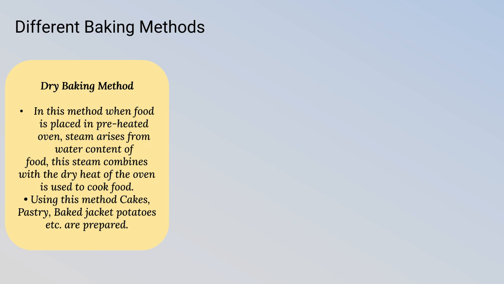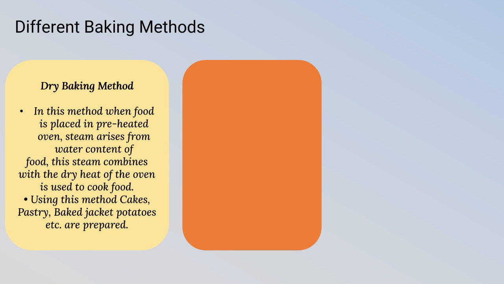The product we are going to bake has some water molecules, some moisture present. Once it is heated, that moisture will create steam. That steam will mix with the hot air which is already in the oven, and that will help in the cooking or baking process. And what are the things we can bake through this dry baking method? Pastries, baked jacket potatoes, different types of cakes, etc. are prepared by this method, which is known as the dry baking method.